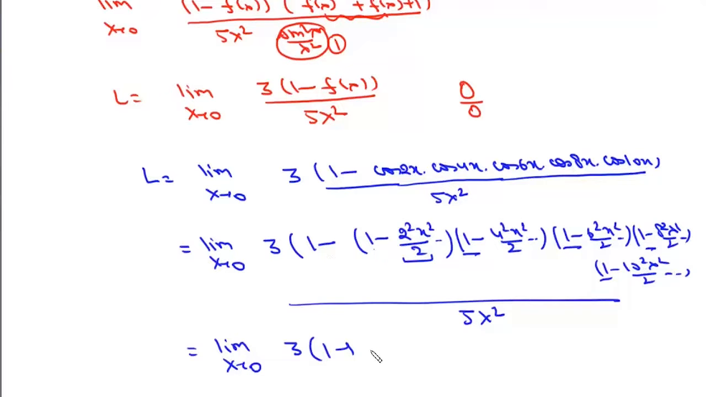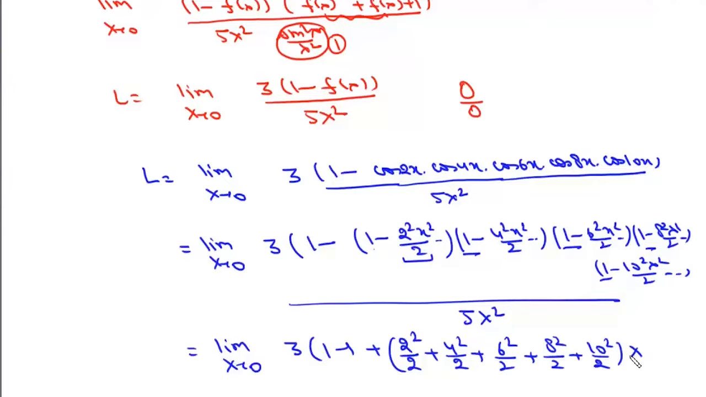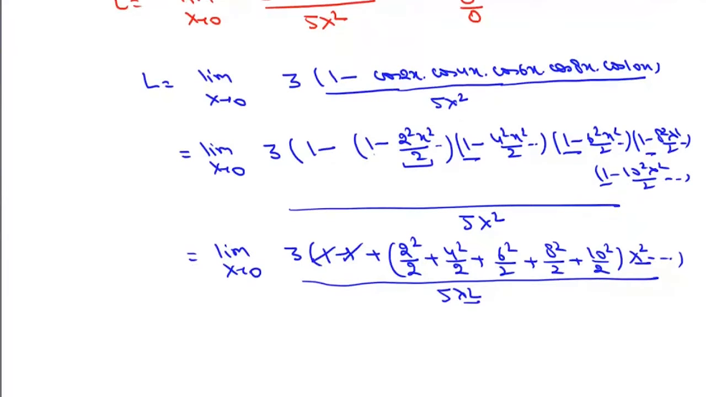Now this is minus minus plus, so it will be plus 2 square upon 2 plus 4 square upon 2 plus 6 square upon 2 plus 8 square upon 2 plus 10 square upon 2 x square upon 5x square. Now here 1 and 1 will cancel. Now the minimum power of x in the numerator is x square, and in the denominator it is also x square. So the answer to this limit will be the coefficient of x square in the numerator and in the denominator.